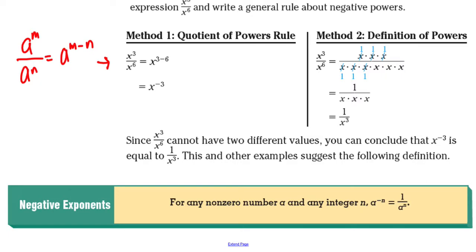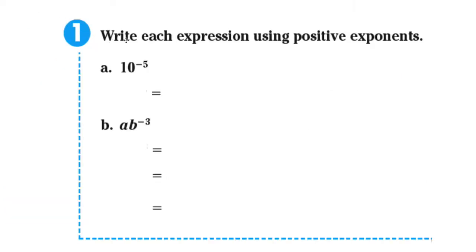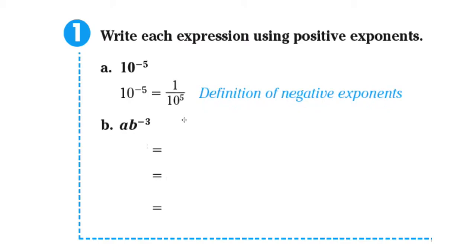Okay, let's see how this works in our example. Write each expression using positive exponents. 10 to the negative fifth power. Copy the problem down: 10 to the negative fifth power. Using our definition of negative exponents, this is the same as 1 over 10 to the fifth power.